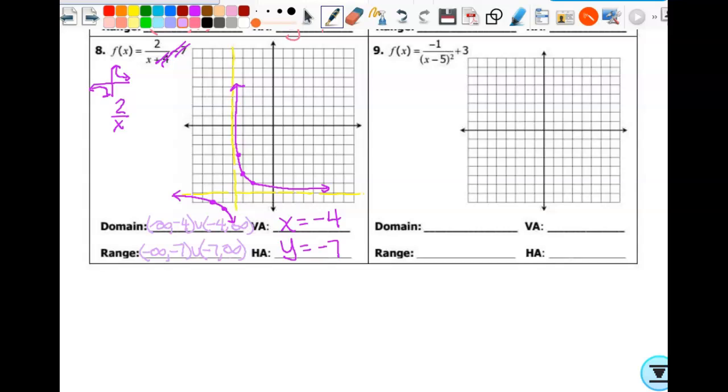Good? All right. So we are going to do one more. We're going to do number 9. What is my vertical asymptote? X equals 5. And my horizontal? Y equals 3. Good. You get that one graphed while I hand out the assignment, then I will graph it, and we will talk about the assignment.